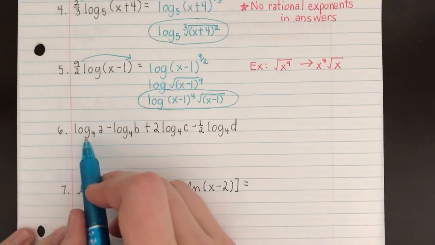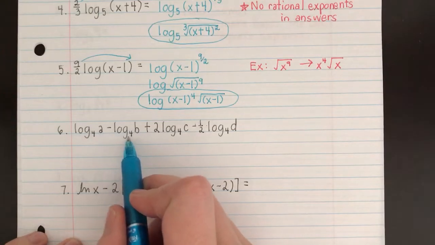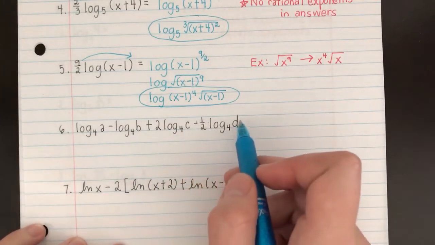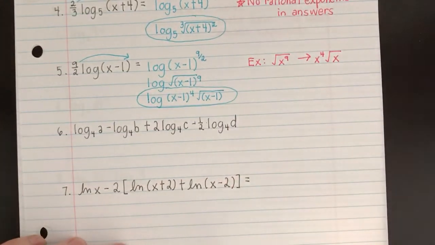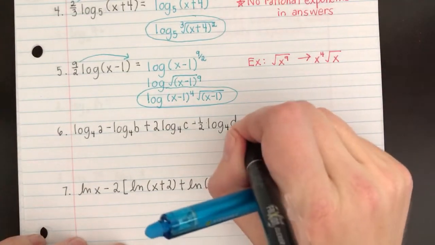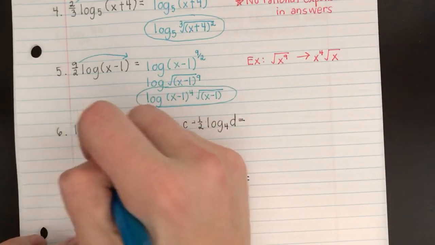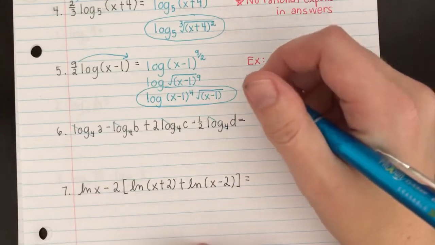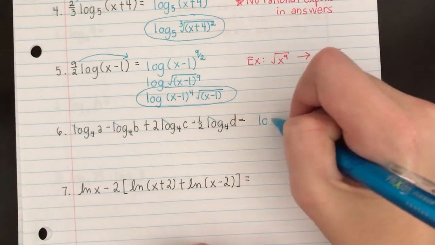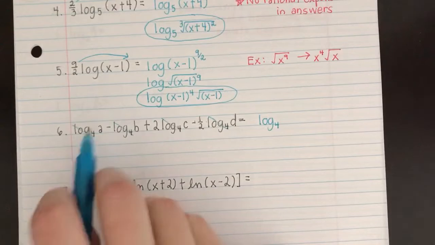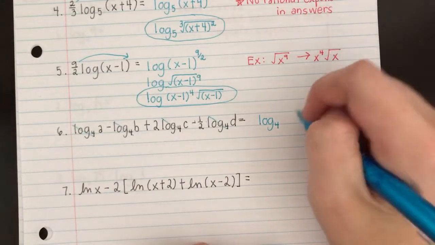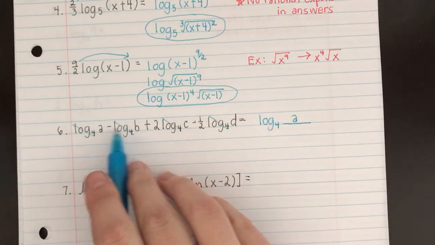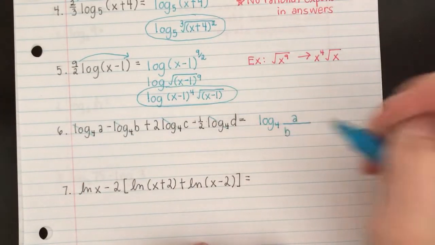So on number 6, you have log base 4 a minus log base 4 b plus 2 log base 4 c minus 1/2 log base 4 d. So again, condensed to a single log. I forgot my equals sign here again. So I just want a single log base 4. So on this you have log base 4, a in the numerator. Okay, I'm going to leave a lot of space because I know I have a lot of minuses here. So it looks like b's in the denominator.